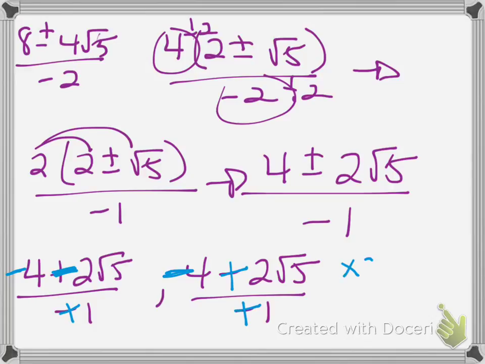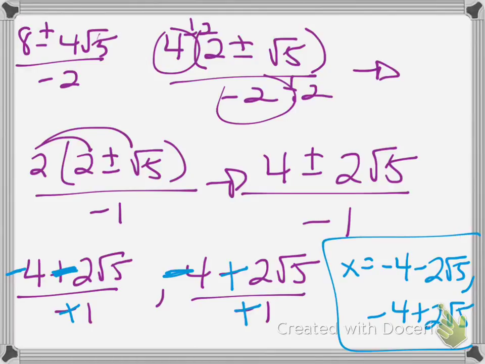So now my answer ends up being x equals negative 4 minus 2 square root of 5 and negative 4 plus 2 square root of 5. So that's what happens anytime a is a negative number. When you actually write it separately, that's when you're going to see that. Okay? And I have one more kind of problem.